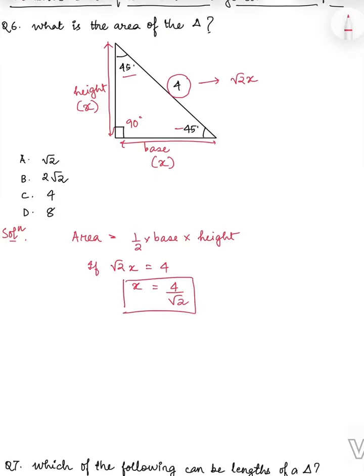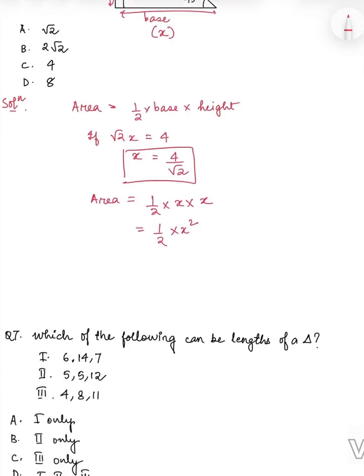Nice. Then what's the area? Area is half into base, base is x, height is also x. So this is half into x square. Now x is 4 by root 2. So x square is 4 square by root 2 square. So that is 16 by 2, which is 8.